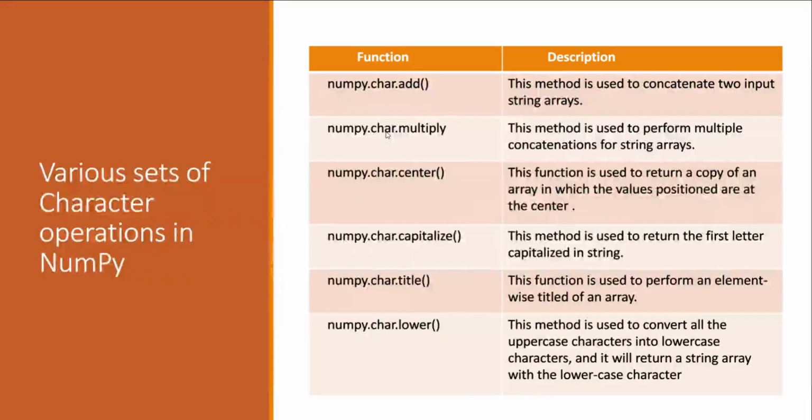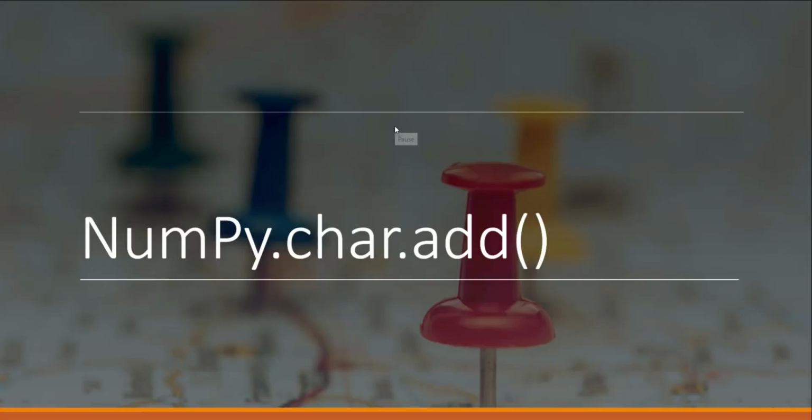The numpy.char module provides a set of character operations for numpy arrays of type bytes or string. The following functions for operations on arrays of dtype string are numpy.char.add, numpy.char.multiply, numpy.char.center. Now we will discuss these functions. So our first function is numpy.char.add. Basically this function is used to concatenate two input arrays that have Unicode or string values.